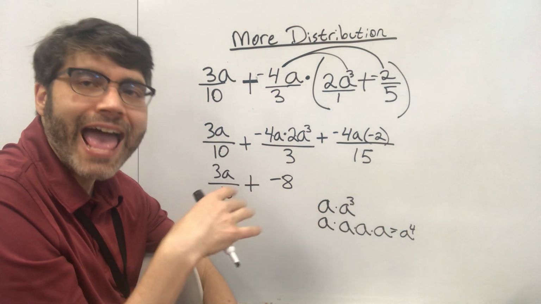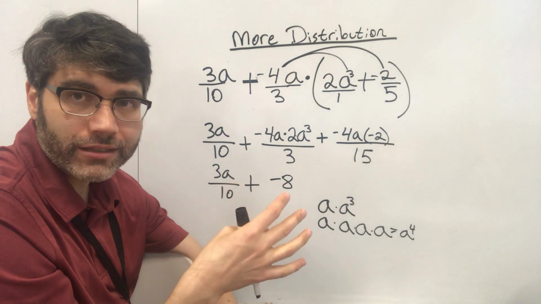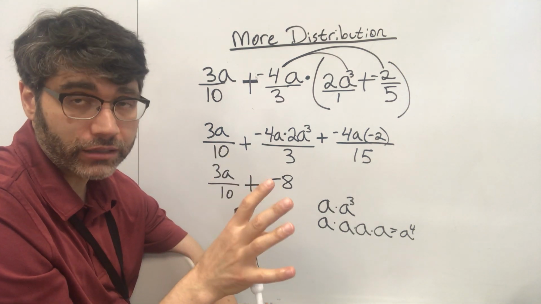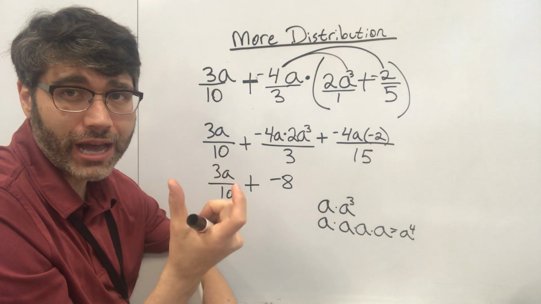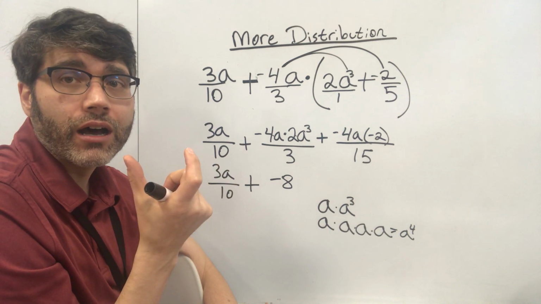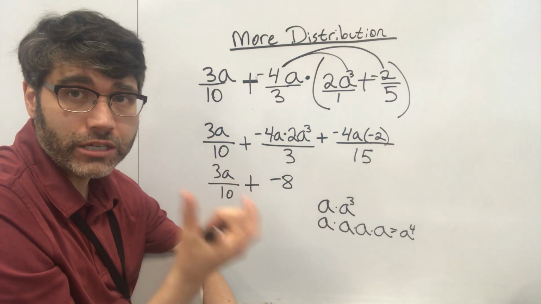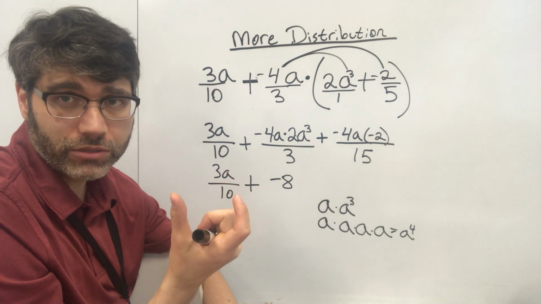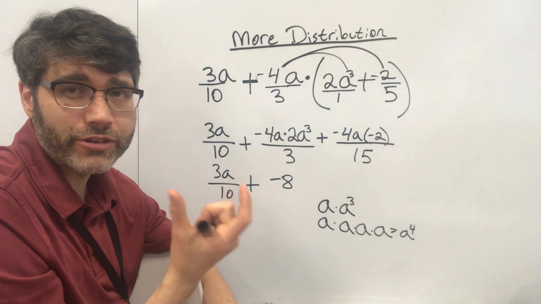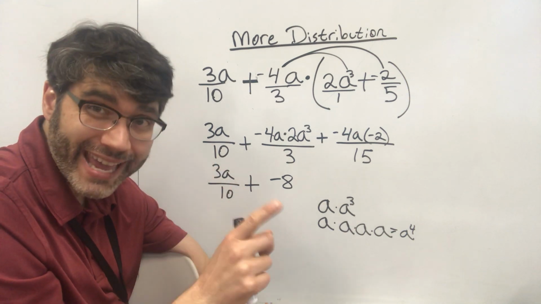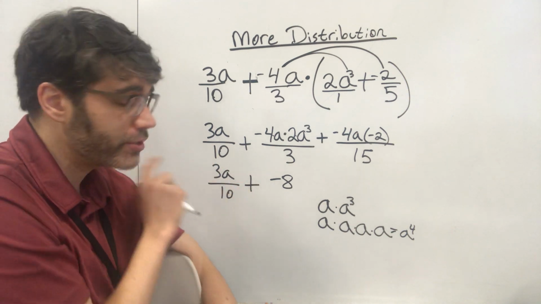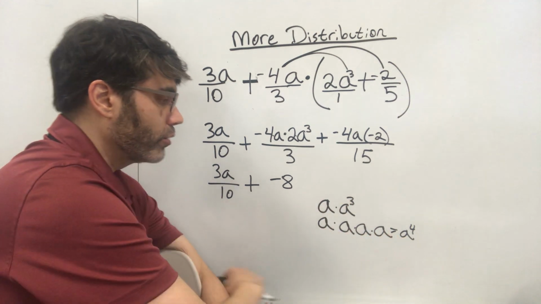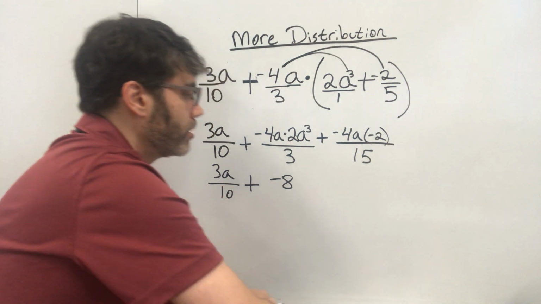You cannot add or subtract unlike terms, meaning you cannot combine unlike terms using addition or subtraction. So when we say you can't combine unlike terms, we're talking about you can't add or subtract them, but you can multiply them. You can absolutely multiply them. So a times a cubed is a to the 4th. So that's totally fine because it's multiplication.